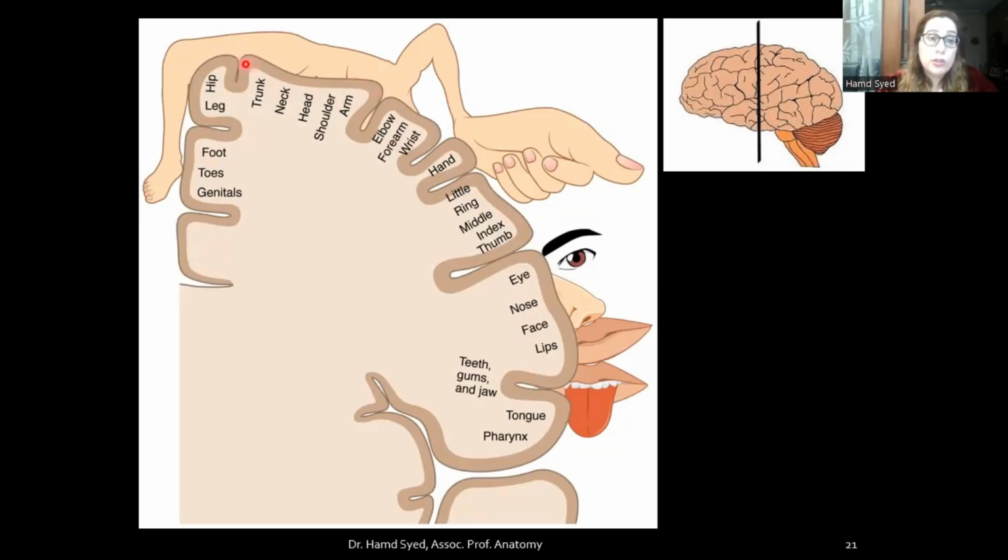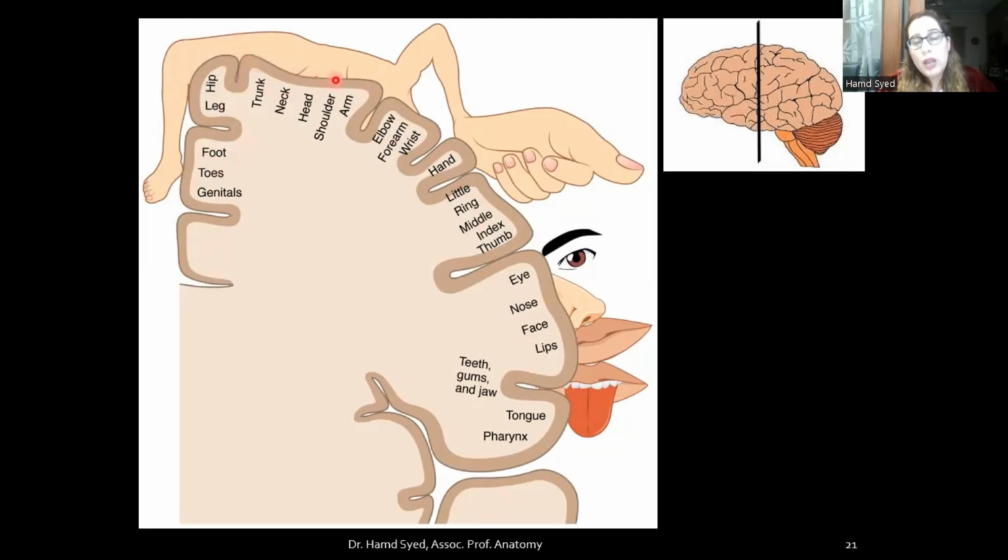Now the homunculus, its lower part, that is the leg and the foot, they are hanging on the medial surface of the cerebral hemisphere. So this is the area where the leg, foot, toes are represented, as well as the pelvic region and the genitals are represented.